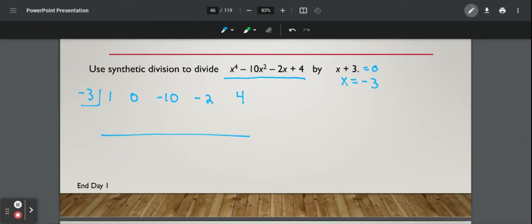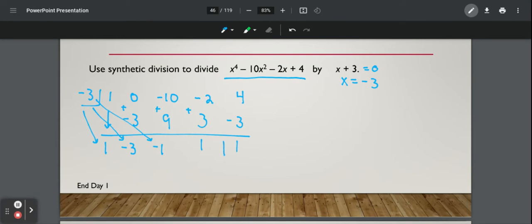So now the first step is this first term, this 1 here, could just drop straight down. So that's a 1. And then we do 3 times 1, and we get 3. And then we add these together. And then we do 3 times 3, and we get 9. And we add these together. And then you do 3 times negative 1, and you get negative 3. We add these together. And we get 1.